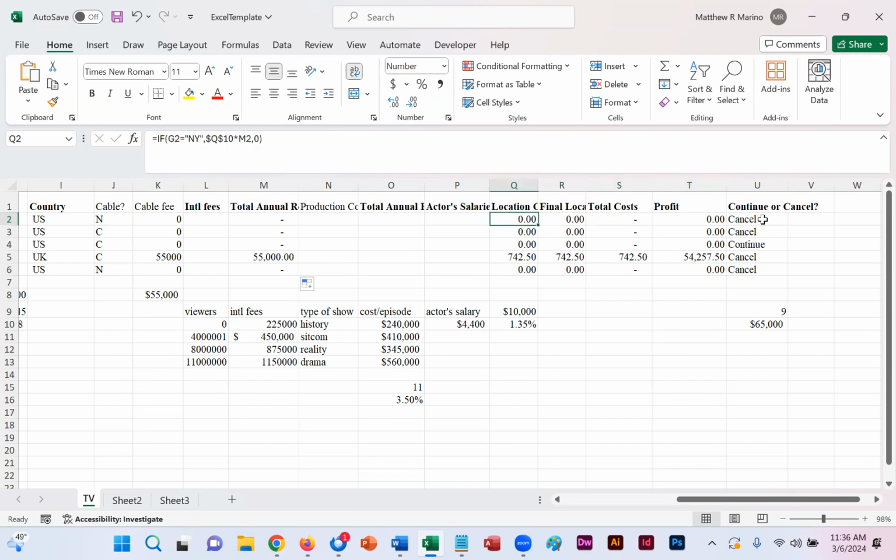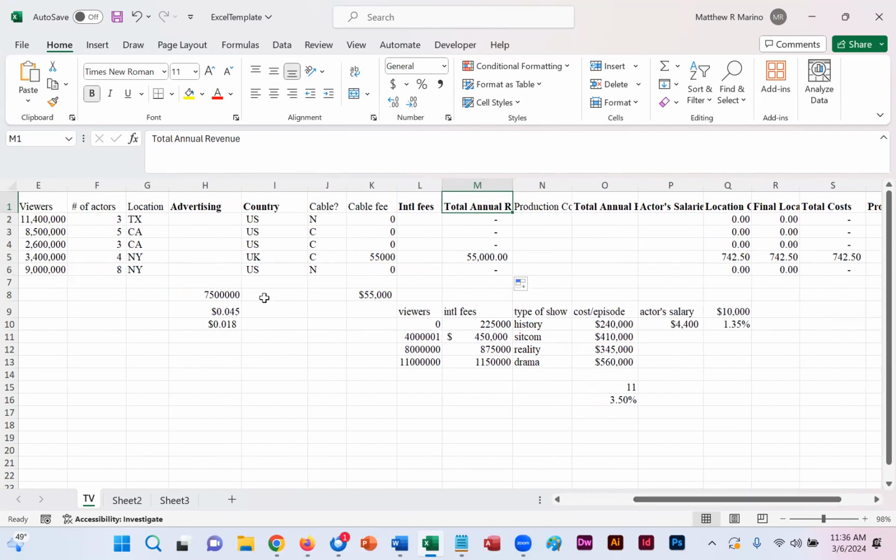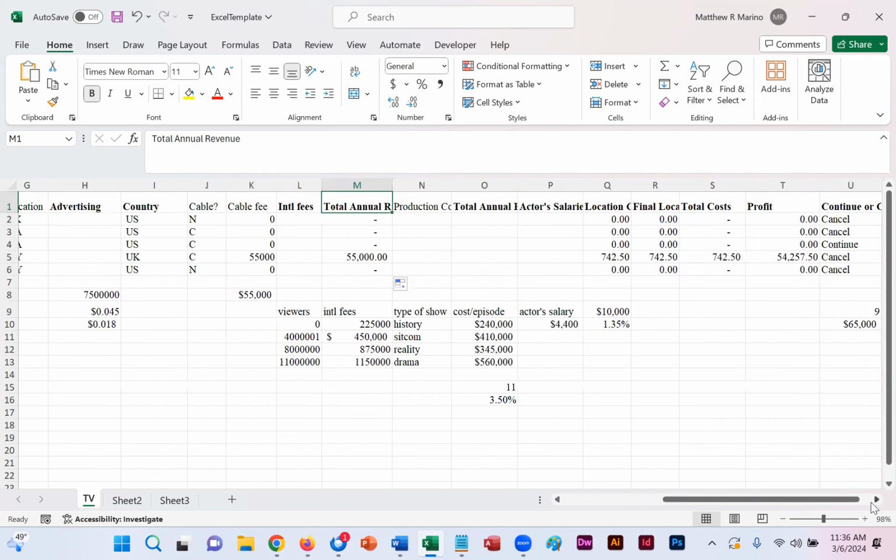So profit is simply your total annual revenue. For me, it's in column M. That's the addition of the advertising, cable fee, and international fees, minus your total cost, which is the total annual payments, actor salaries, and final location cost. So it's simply one minus the other.